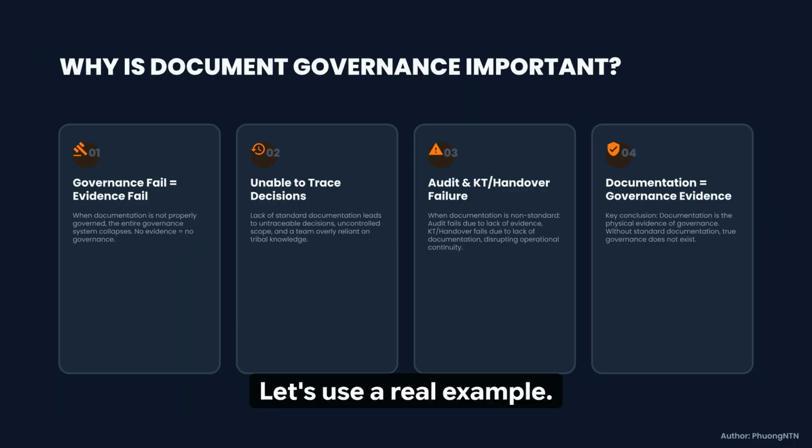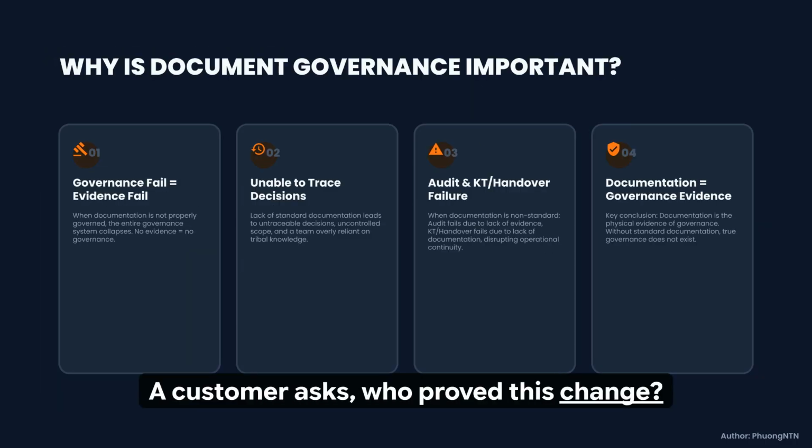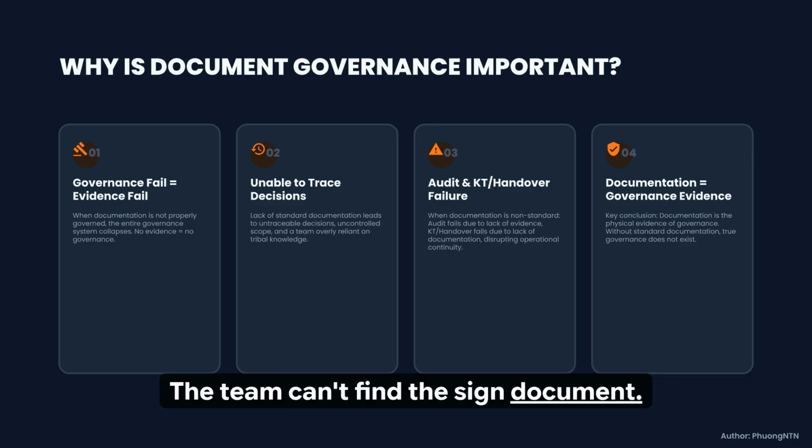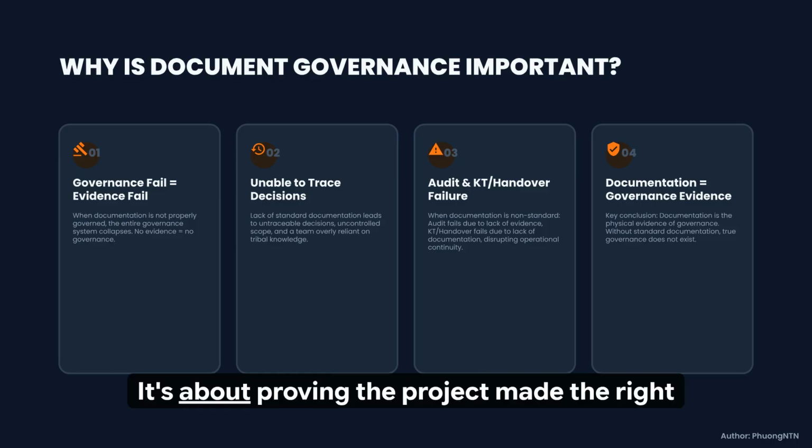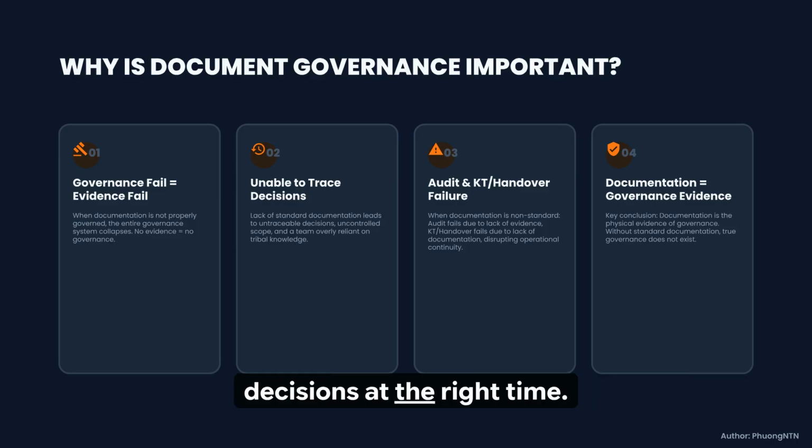Let's use a real example. A customer asks, "Who approved this change?" The team can't find the signed document. Even if the work was completed correctly, there's no evidence. Good governance isn't about creating more documents. It's about proving the project made the right decisions at the right time.